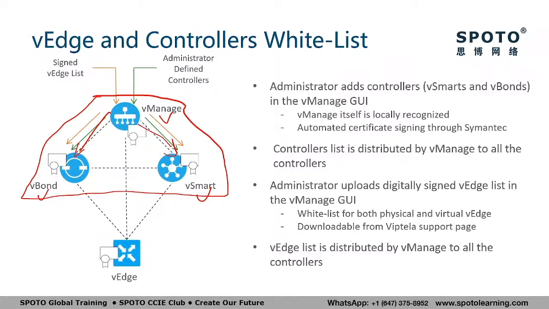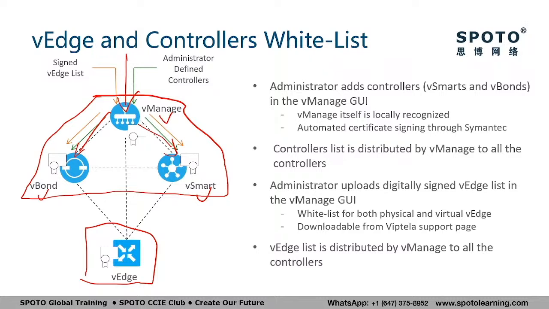For the vEdge, at the bottom, the administrator needs to upload the digitally signed vEdge list in the vManage GUI. So once again, the import is here by the administrator in the web GUI. Both physical and virtual vEdge need to be uploaded in the whitelist. Once the list is uploaded, it is distributed by vManage to all controllers again. This is how the whitelist model works.